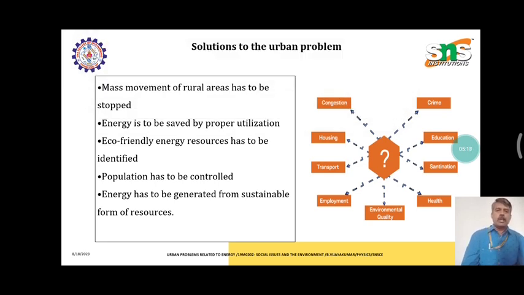Then eco-friendly energy resources have to be identified, the population has to be controlled, and energy has to be generated from sustainable resources. These are all the solutions. We already discussed the problem, and the solution is given here. If these two are balanced, the nature of urbanization will be good, otherwise it will be affected by urbanization.